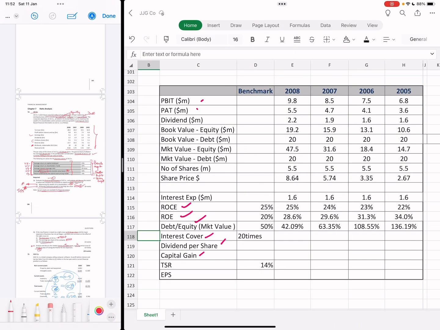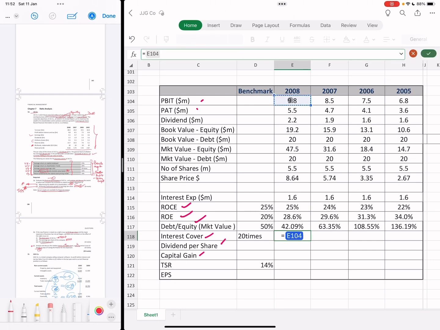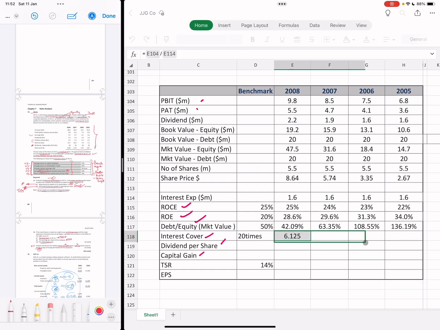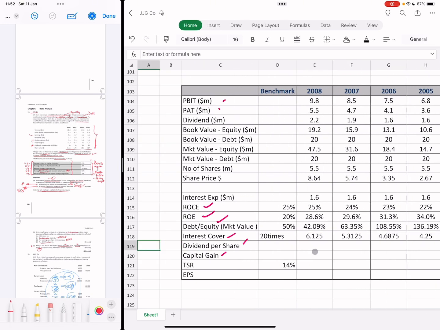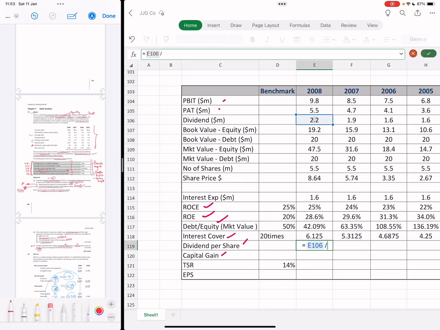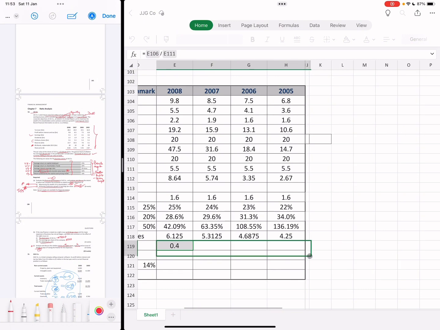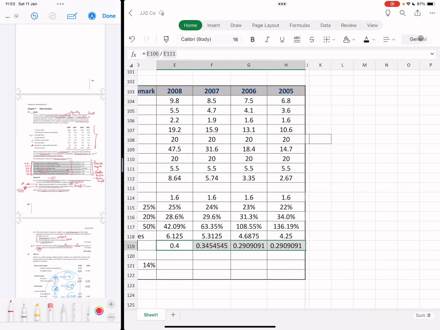Remember, I told you, you don't need to memorize these formulas, because if it's interest cover, what is covering the interest is what you are paying the interest from, and you are paying that interest from whatever you have as your PBIT, and we already calculated the interest expense here as well. So that is the number of times that the PBIT is covering our interest expense. That means for 2008, the PBIT can pay the interest expense 6 times, and like that for all the other years. Dividend per share is total dividend divided by number of shares, which is this. So we have 0.4 for 2008, and likewise for all the other years. Very easy.